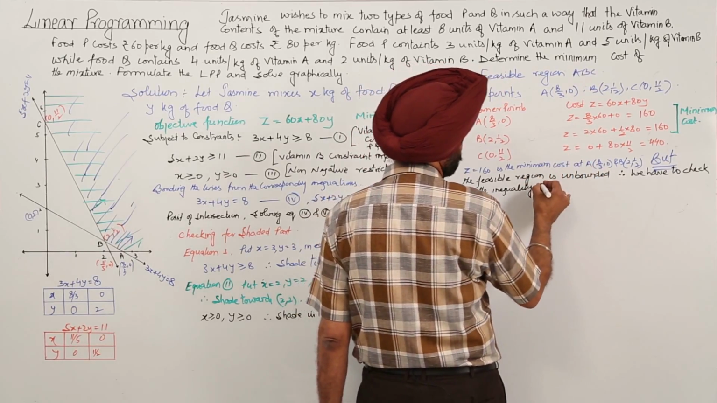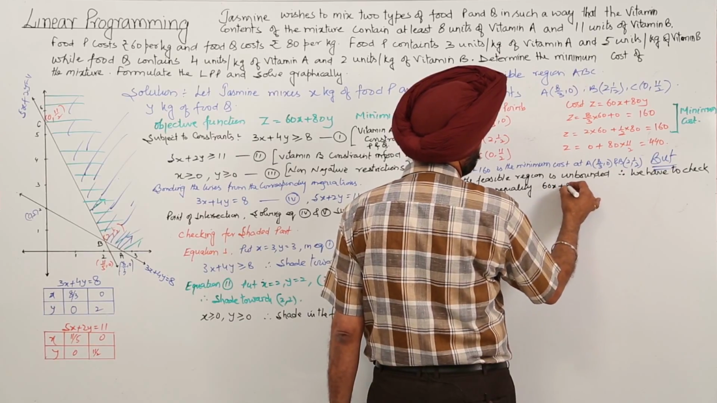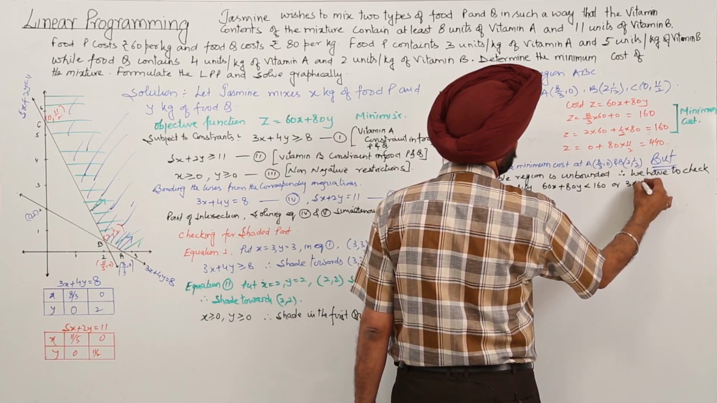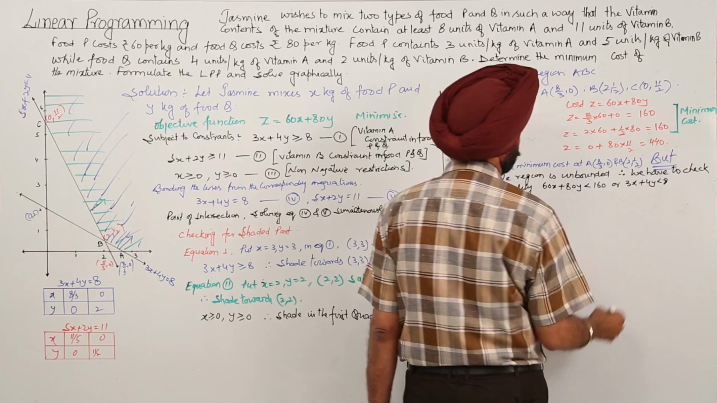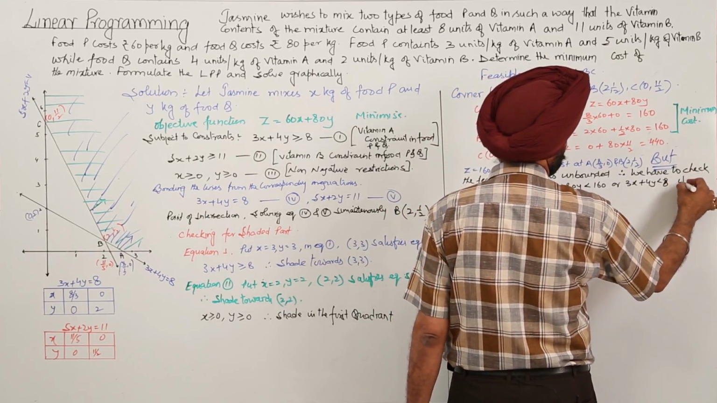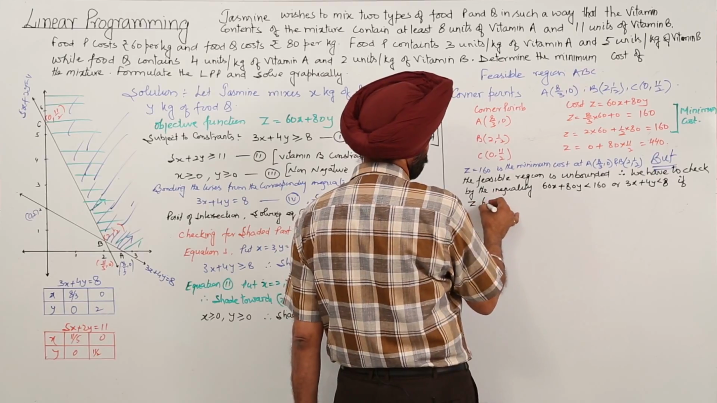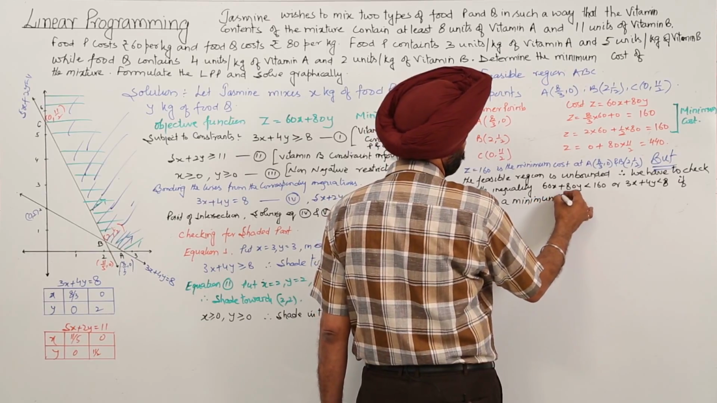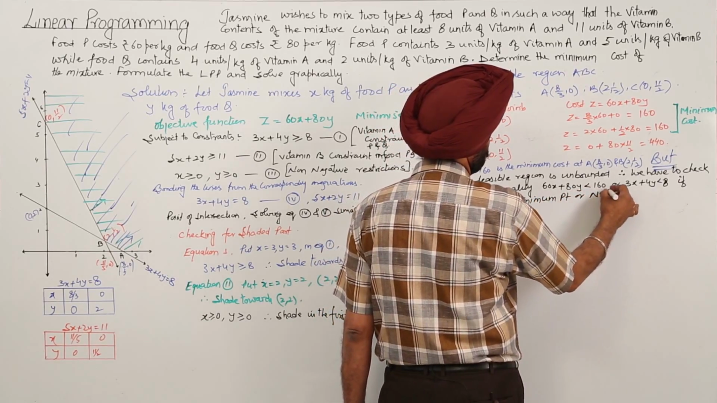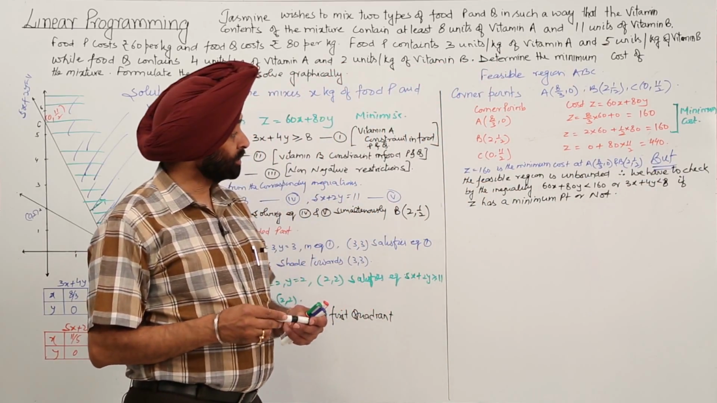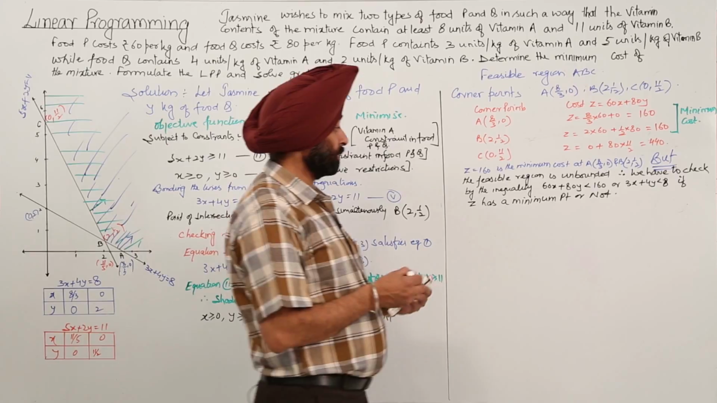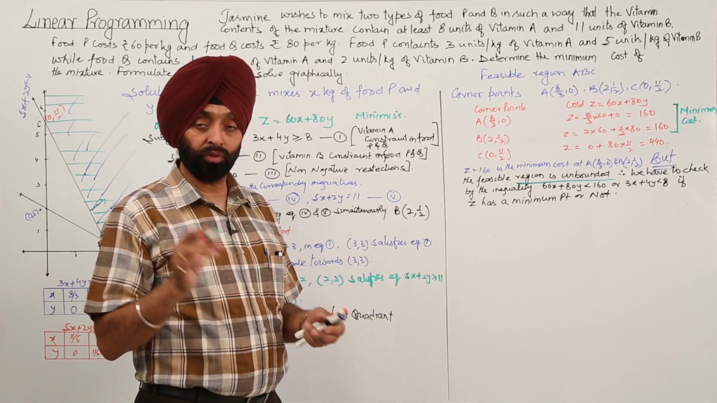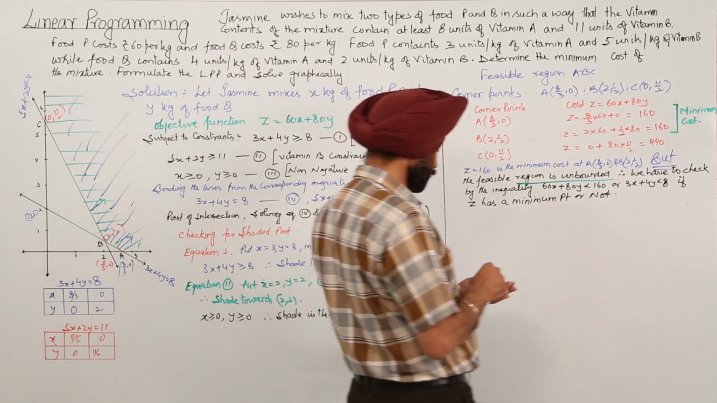It was 60x plus 80y is less than 160, or 3x plus 4y is less than 8, to see if z has a minimum point or not. So because the region is unbounded, be careful: when the region is unbounded, then we have to go for an inequality with the objective function.